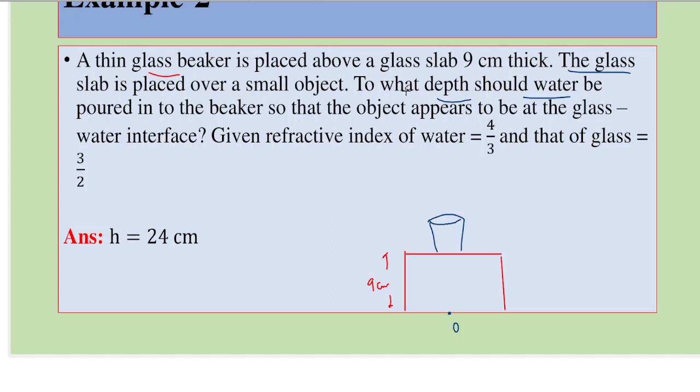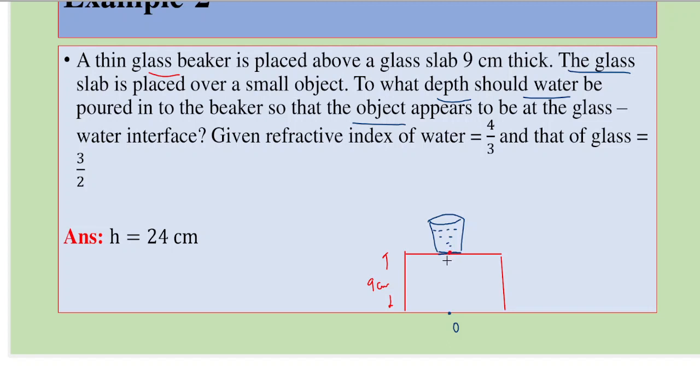So the question says, to what depth should water be poured in the beaker? We need to pour water into the beaker. To what depth or height should water be poured so that the object appears to be at the glass-water interface? Here, this is the glass and water interface. So it appears somewhere here.